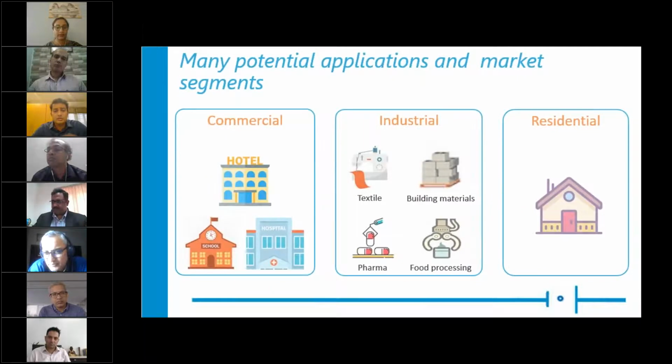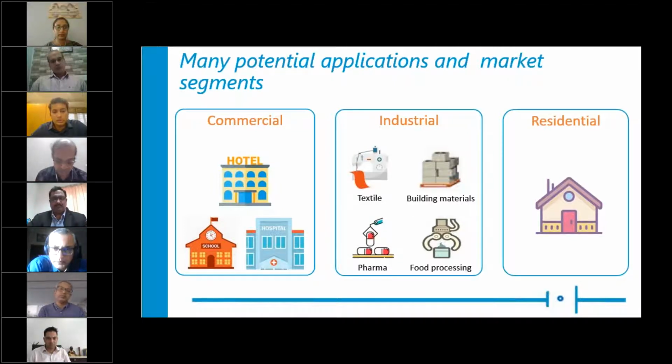When it comes to applications, any customer who needs both electricity and hot water would benefit greatly from this product. In commercial, we're looking at applications like hotels, hospitals, schools. In industries, it's textile, building materials, pharma, food processing, and of course, individual homeowners as well.